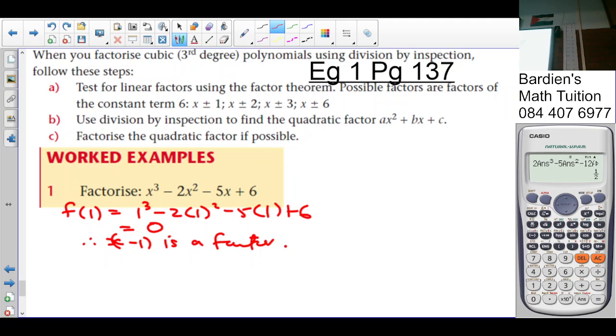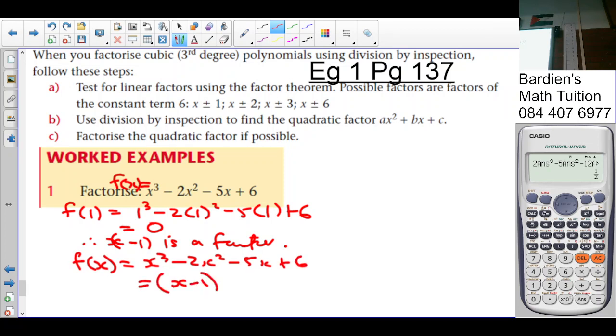Now I put the f here. Normally they say f of x is equal to that, no? So I said f of x is now equal to x cubed minus 2x squared minus 5x plus 6. Your first linear factor is x minus 1. Then we must use division by inspection to find the quadratic, which is ax squared plus bx plus c.